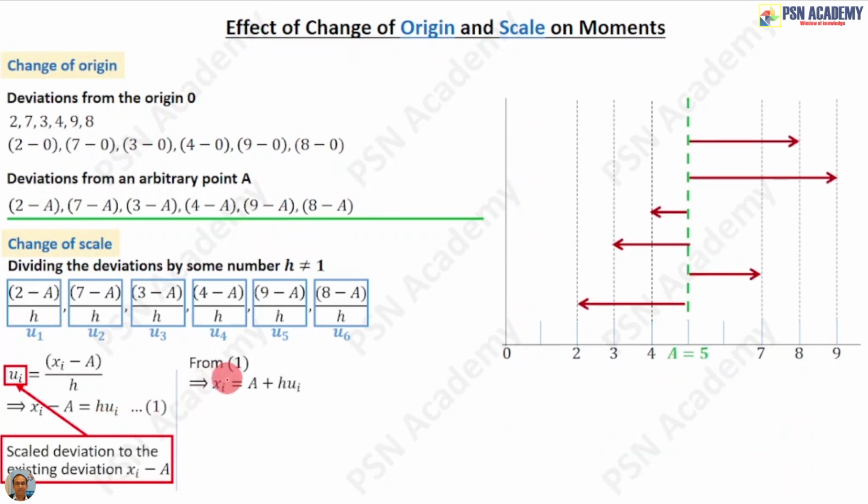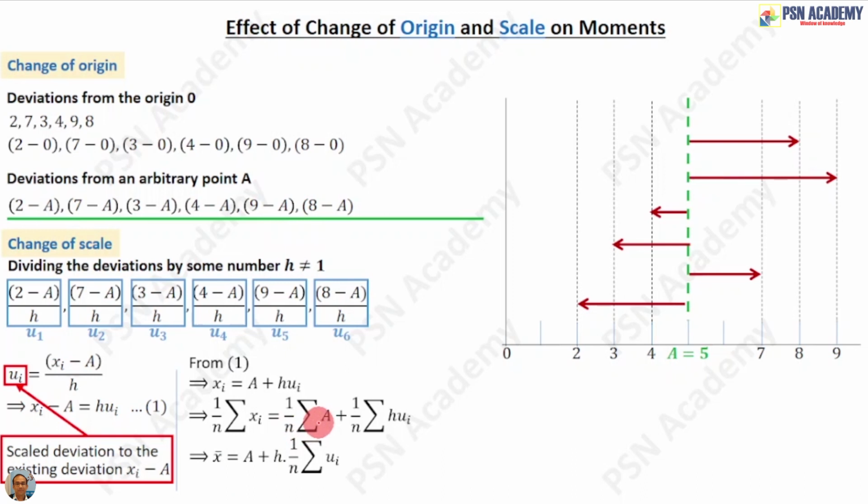Now, from equation 1, you just bring the a on the right hand side. Now, you sum up all the xi's and divide that sum by n, and this is on the left hand side. You do the same thing on the right hand side. You sum up all the a's and divide the sum by n, and here also you sum up all the h times ui's and divide that sum by n. Now, if you add all those xi's and divide that sum by n, then you will get the mean, that is x bar.